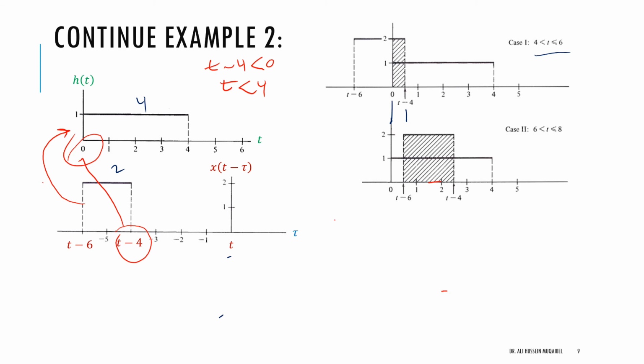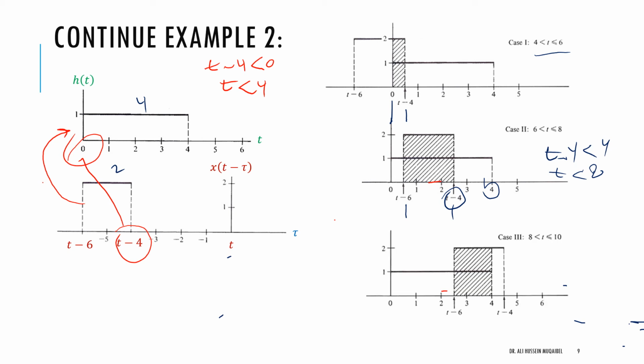You get full overlap, and then the integration limits are from here to here. And the reason this is going to end, this is going to be from 6 up to where this point reaches here, or t minus 4 becomes less than 4. So t less than 8. Of course, then we get the same convolution when we have partial or full overlap. And then finally we have partial overlap from 8 to 10.